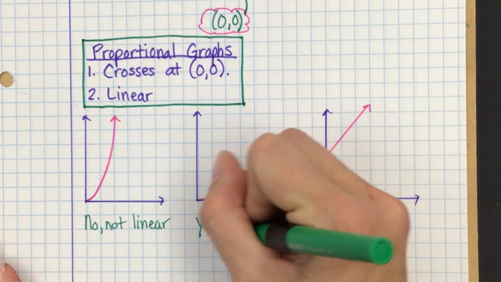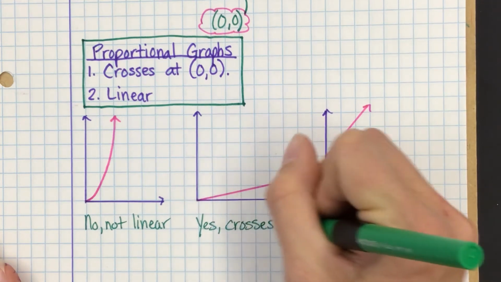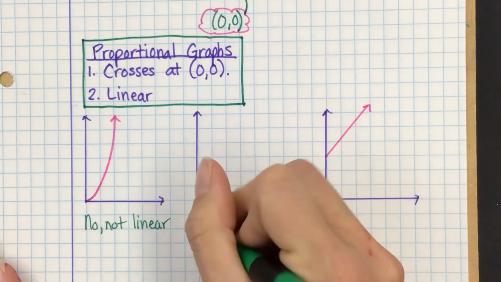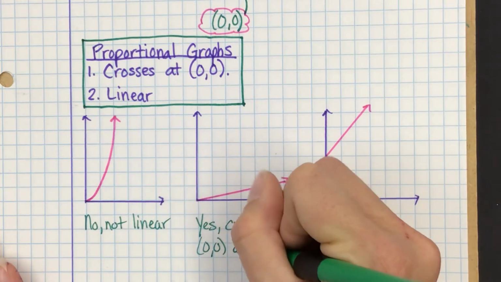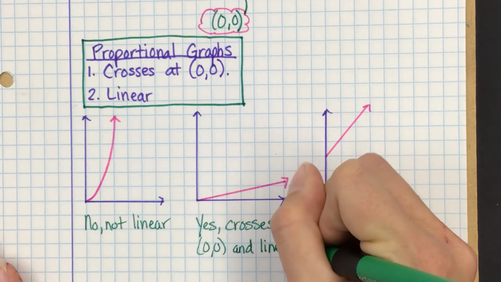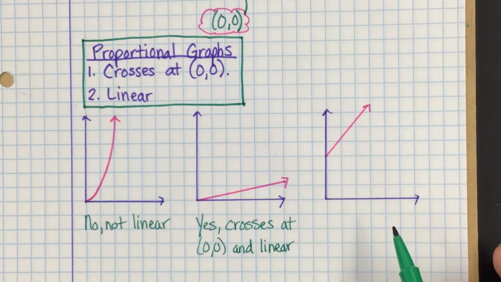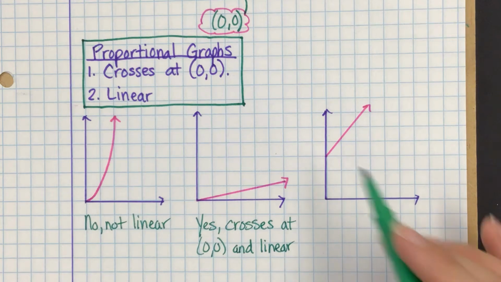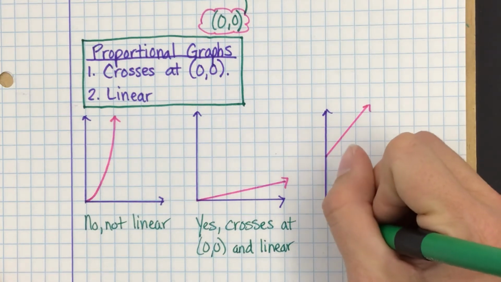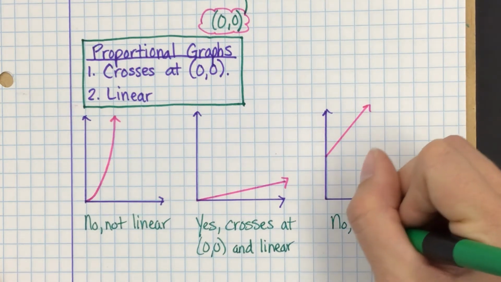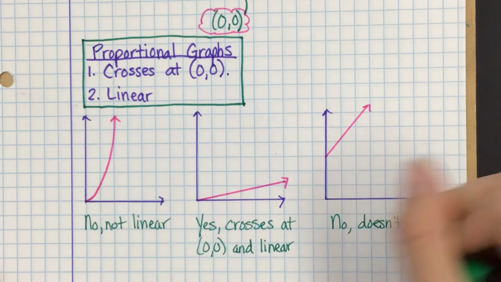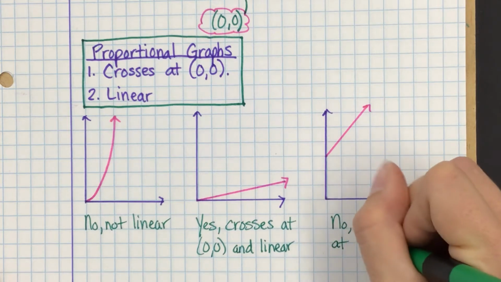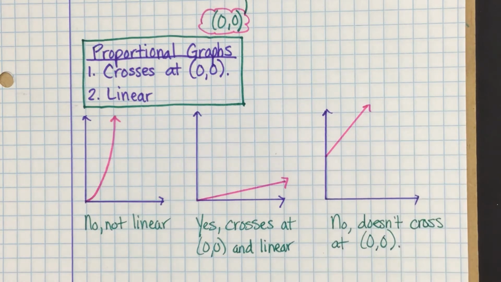Okay. So let's put that down. Crosses at the origin 0, 0, and it's linear. Okay, good. What about this one? No. Why? Because it doesn't cross at 0, 0. Great. So this one is no. Doesn't cross at the point 0, 0. Fabulous. Okay, good.